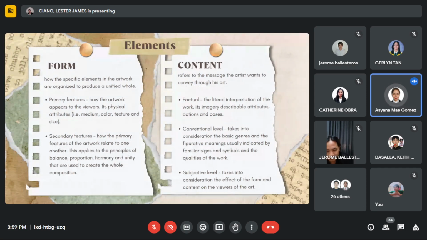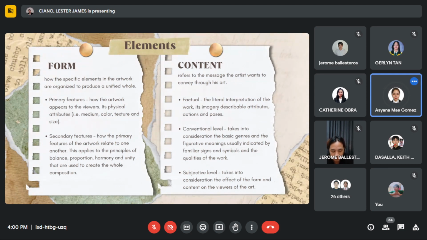Some artists create works with the intention of evoking emotion, provoking thoughts, or conveying some ideas. But this subjective level of content may recognize that the viewers may have different reactions and interpretations based on their own perspective, experience, and emotion.